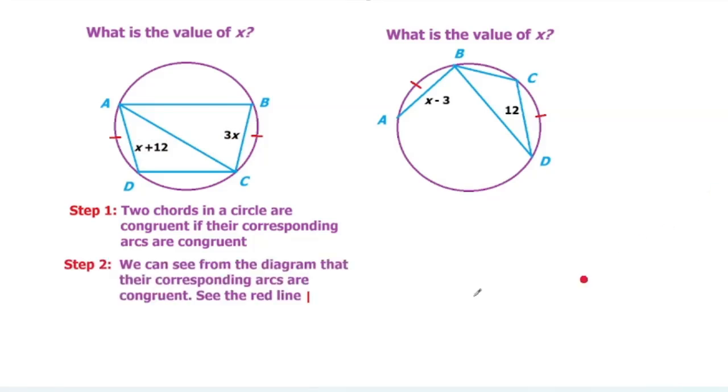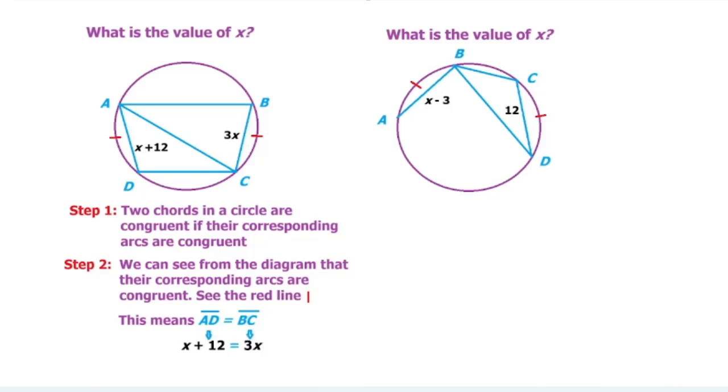So we can see from this diagram that their corresponding arcs are congruent. We could see from the red line. That means this arc measure is the same as this arc measure. Okay, so the degrees are the same for those two arcs. So that means chord AD, this chord, is equal to chord BC.